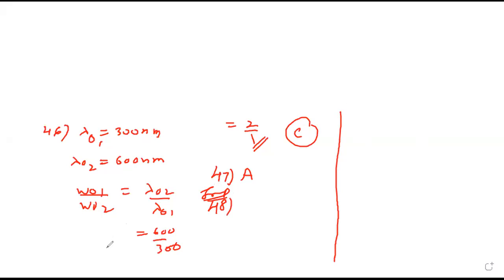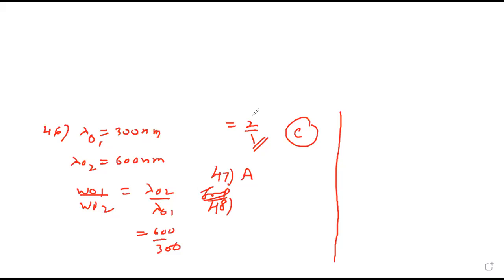Okay, 49th. In the emissive cell, the exciting wavelength, meaning incident wavelength, is lambda, and the fastest electron emitted has velocity v. If it is changed to 3 lambda by 4, then the speed of the fastest electron will be how much?